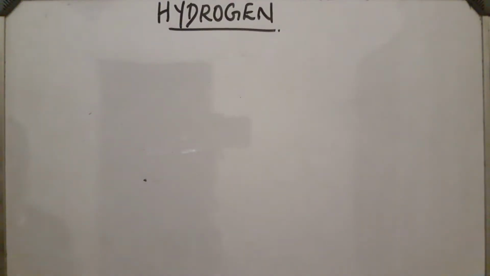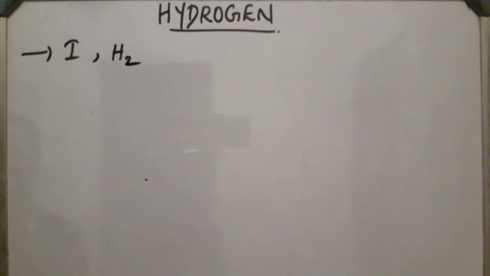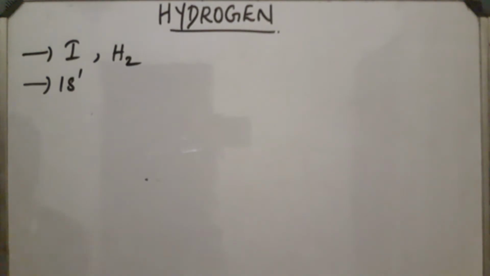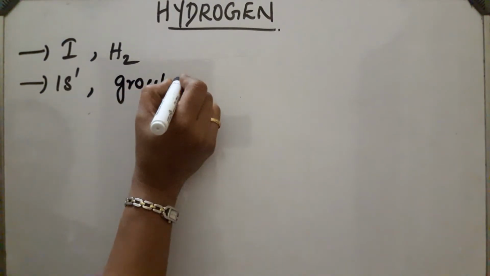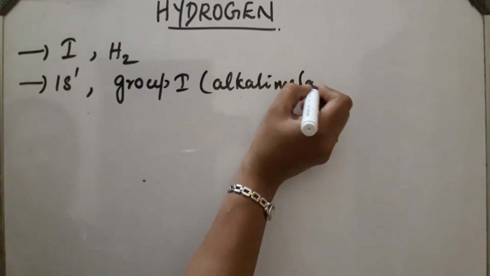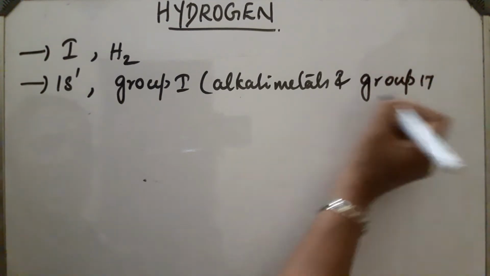Hydrogen. Hydrogen is the first element in the periodic table and it occurs in nature as H2. Elements in the periodic table are arranged according to their electronic configuration, and hydrogen has the electronic configuration 1s1. But it resembles both group 1, that is alkali metals, and group 17, that is halogens.